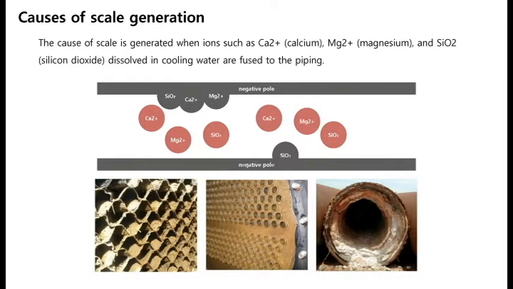Many scales are created in the piping of the coolant. First, we need to know what causes scale in the coolant piping. The cause of scale is generated when ions such as calcium, magnesium, and silicon dioxide dissolved in cooling water are fused to the piping. Since the cooling piping is a cathode, calcium, magnesium, and silicon dioxide, which are cationized in the cooling water, adhere.